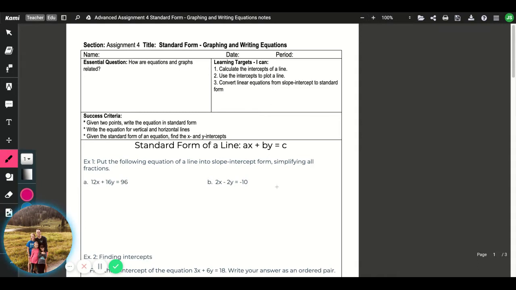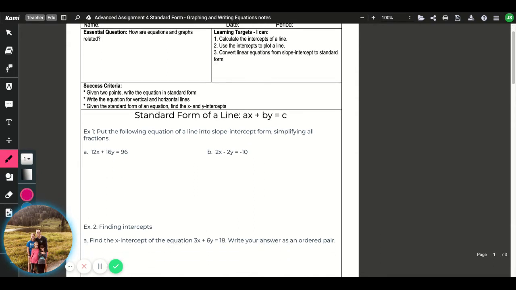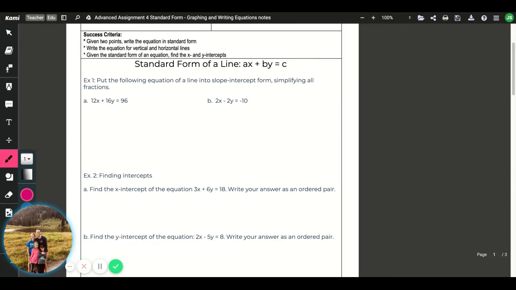So here we have example 1, which is to put the following equation of a line into slope-intercept form, simplifying all fractions. So remember that slope-intercept form is y equals mx plus b. We need to get the y alone on the left-hand side. So whatever x term there is, that needs to be the first thing that we move. This one has a positive 12x. So to move it to the other side, we're going to do the inverse, which is to subtract 12x. And then on the other side of our equation, to balance it, we subtract 12x. 12 minus 12 is 0. So these are gone. That's 0. Bring down your 16y. Bring down your equal sign.